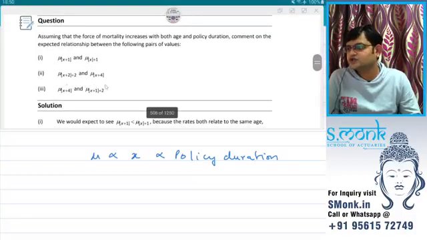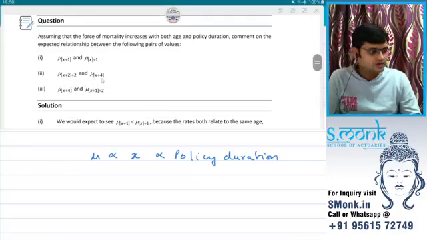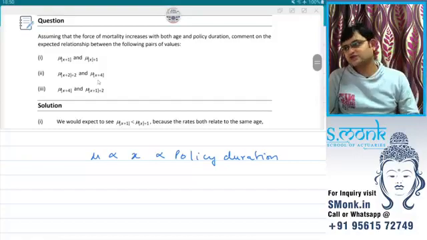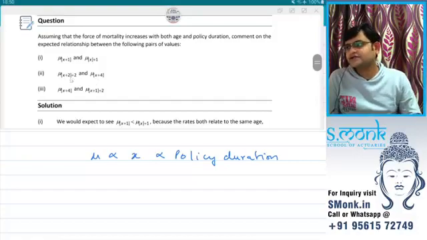What about these two? These two again have the same age. This is x plus 4, this is x plus 4. But here you can see the person has been selected at age x plus 4, whereas here the person has been selected 2 years ago. So this will have the higher force of mortality because it has a higher policy duration.